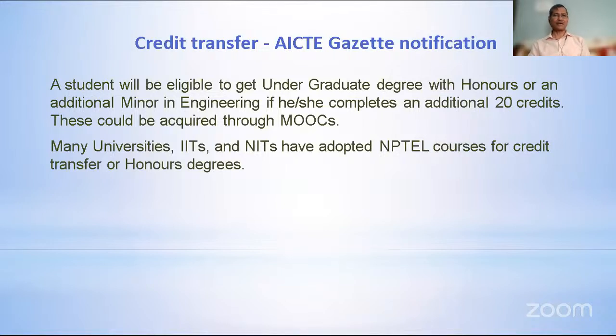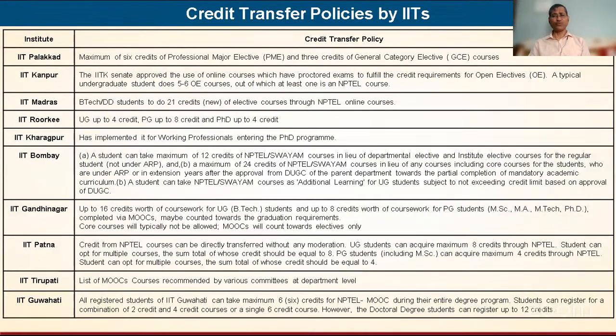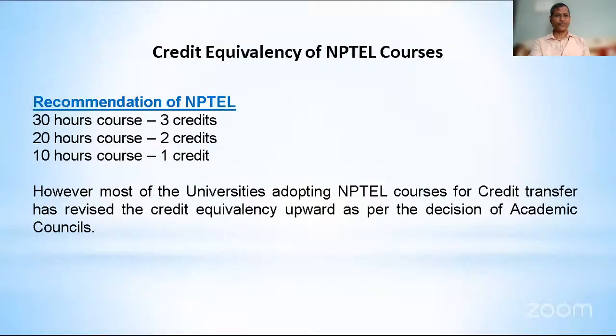Also, the AICTE has approved 20% credit transfer, and if they complete 18 to 20 extra credits through SWAYAM MOOCs, they can earn a BTech honors program or minor degree. And many of the universities, including IITs, have already approved credit transfer through MOOCs. I have shown you the names of different IITs who are utilizing these NPTEL courses for credit transfer for their students also.